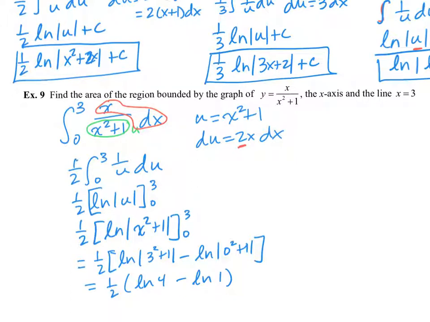And then I wonder if you caught my arithmetic mistake. 3 squared plus 1 is not 4. 3 squared is 9. So this would be 9 plus 1, which is 10. And then we could simplify that just a little bit more, because you might recall that the natural log of 1 is 0. So we could write our final answer as 1/2 the natural log of 10.